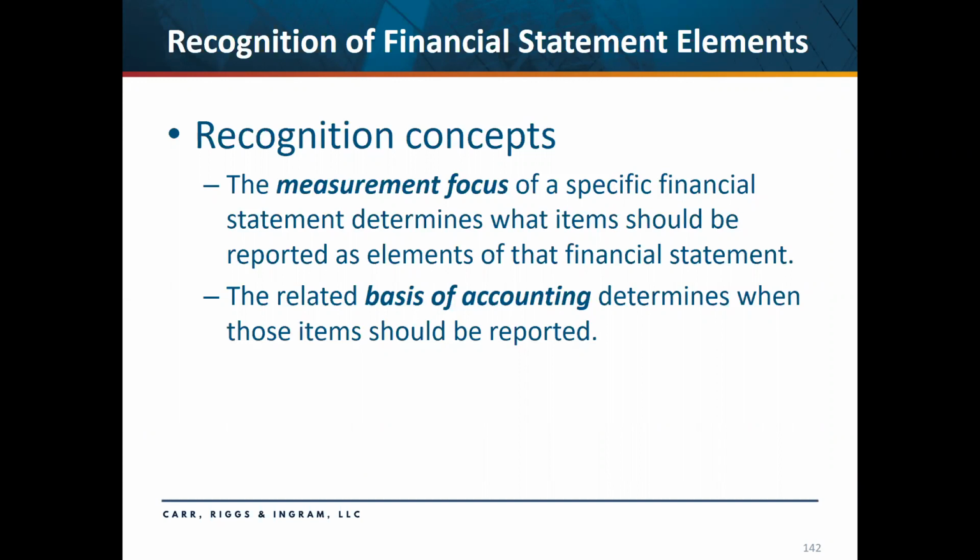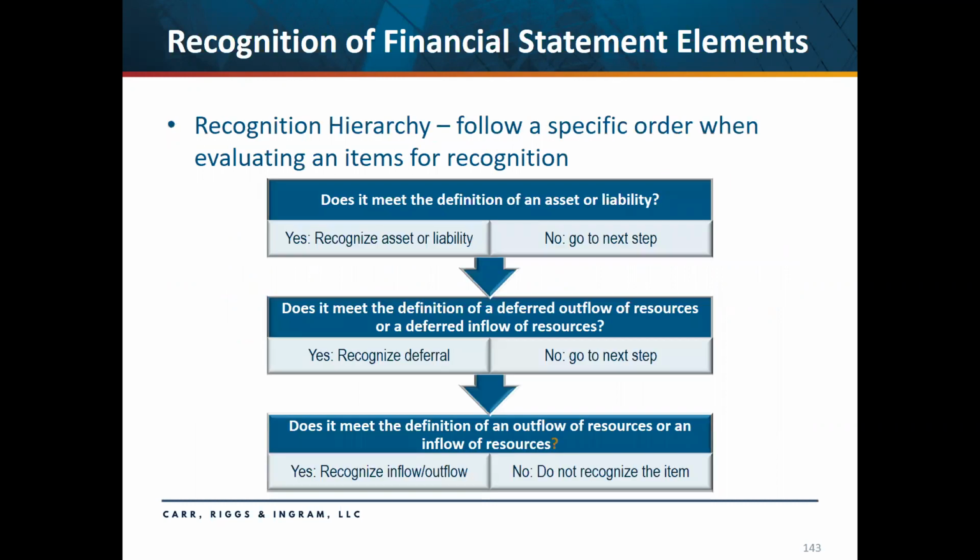And so if you look on this next one here, it's going to have this hierarchy, and it talks about, does it meet the definition? It's kind of this flow chart. Tina, just jump forward real quick. Right there. Okay. So it follows a specific order. Does it meet the definition of asset or liability? So yes, then you would recognize it. If no, you go to the next step. So then does it meet the definition, oh, go back up, of a deferred outflow of resources or an inflow of resources? Yes, you would recognize a deferral. No, go to the next step. And then does it meet the definition of an outflow of resources or an inflow of resources? Yes, recognize the inflow or outflow, or no, don't recognize them.